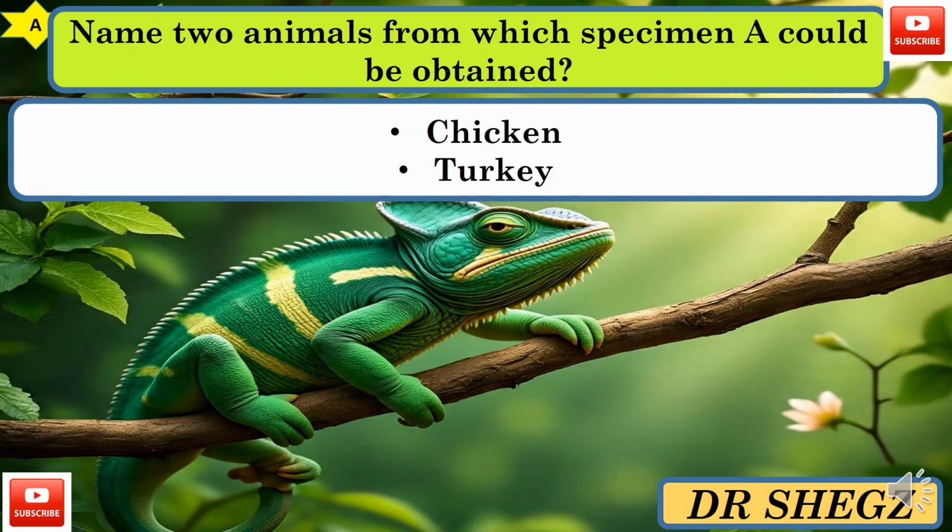Name 2 animals from which specimen A could be obtained: chicken, turkey, duck, most poultry birds. They are capable of giving us poultry droppings. So that's for specimen A.